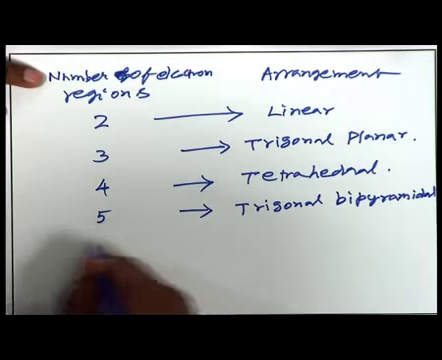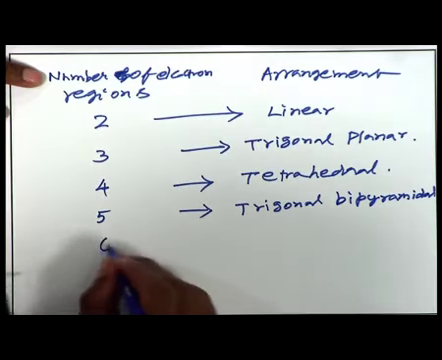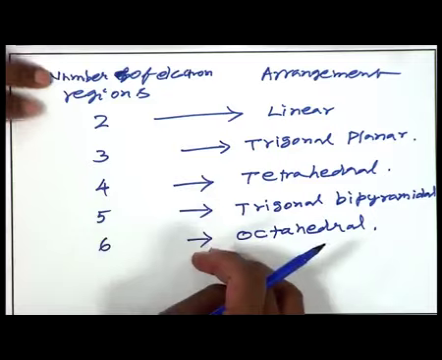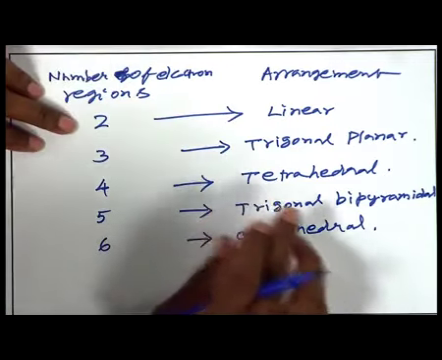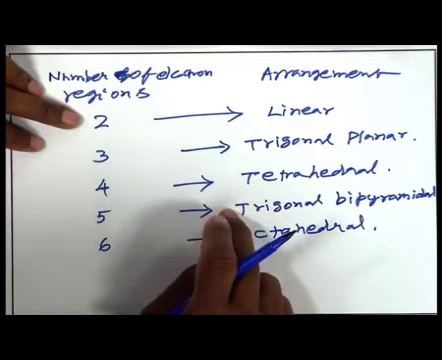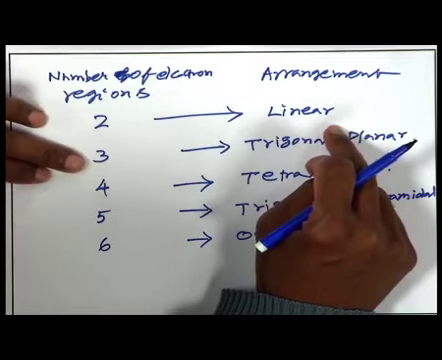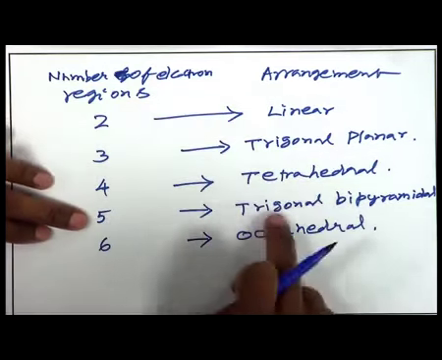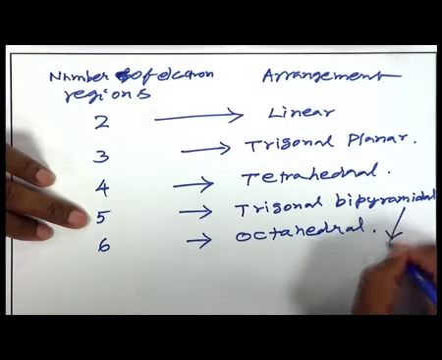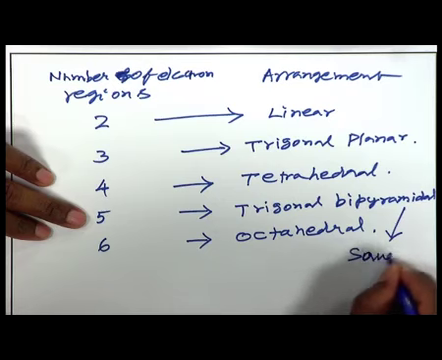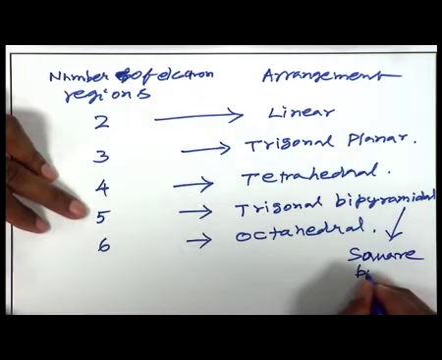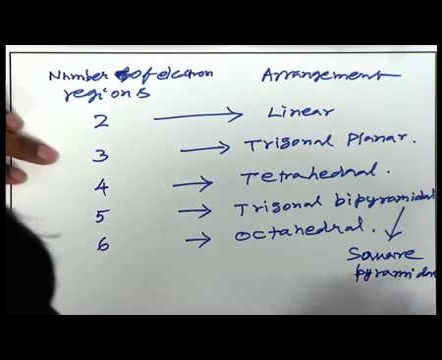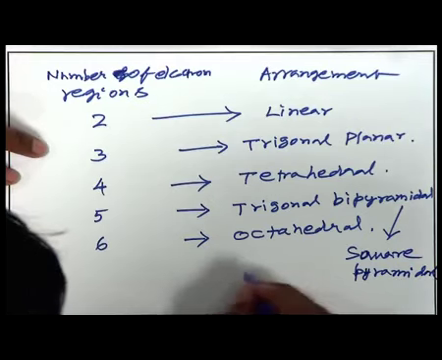What is that? We will see that a little later on. Then if you have 6 regions of electron density, the shape is octahedral. So one has to keep in mind that if you have 2 regions of electron density around a central atom, the geometry of the molecule is linear. If you have 3 regions, it is trigonal planar. If you have 4 regions, it is tetrahedral. If you have 5, trigonal bipyramidal, and there is another shape possible, square pyramidal, which we will see later on.